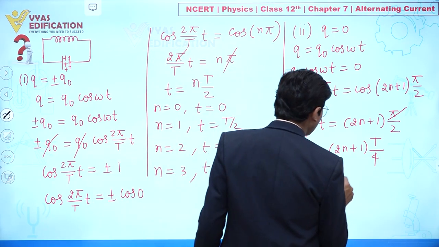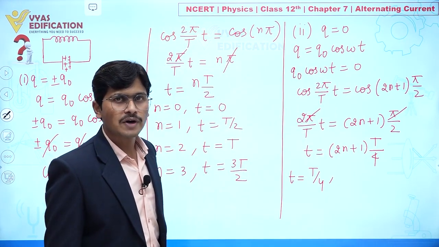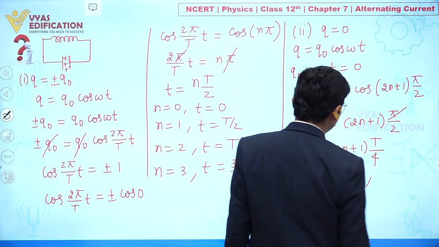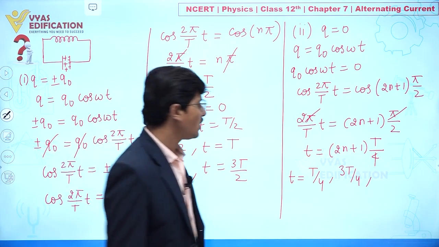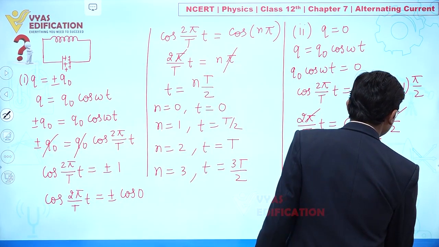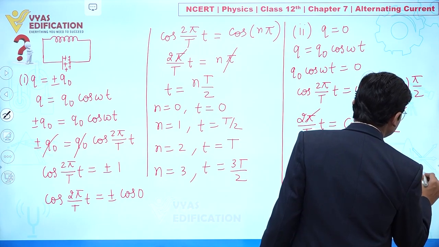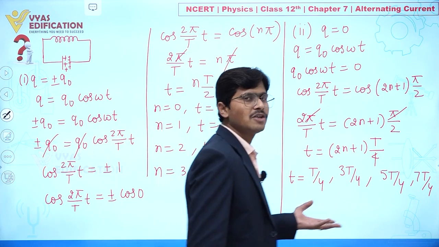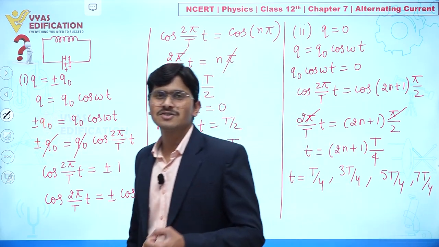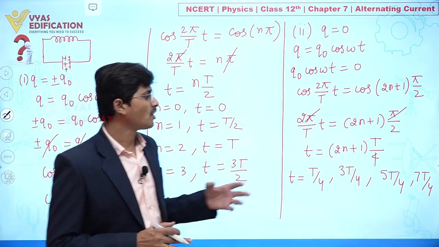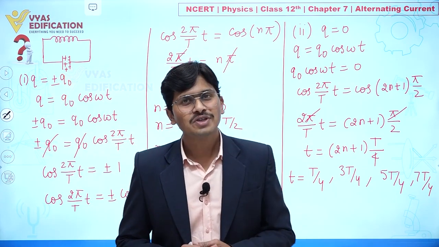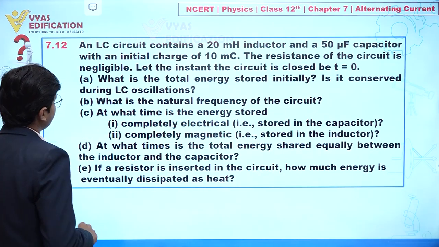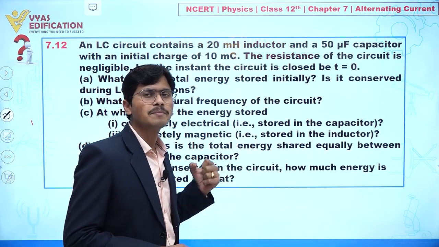Similarly, if n equal to 1, this is 3, so t is given by 3T by 4. Suppose n is equal to 2, then it is given by 5T by 4, then 7T by 4 and so on. Clear to everyone? So these are the times where you will find all the energy stored in the LC oscillation in this circuit is only magnetic energy. So this is all about part number C, and we have completely solved part number C.